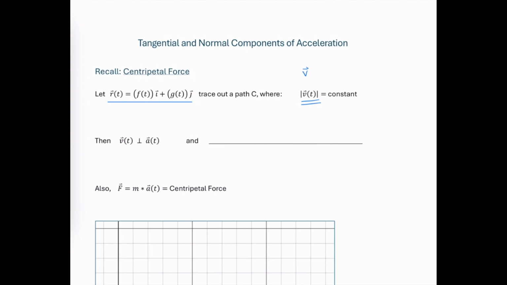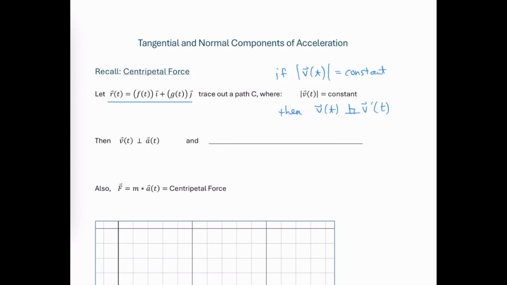Remember, when any vector has a magnitude that's a constant, that means that that vector is going to be perpendicular to its own derivative. And since the derivative of velocity is acceleration, we can say then in this case that velocity and acceleration are perpendicular to each other.